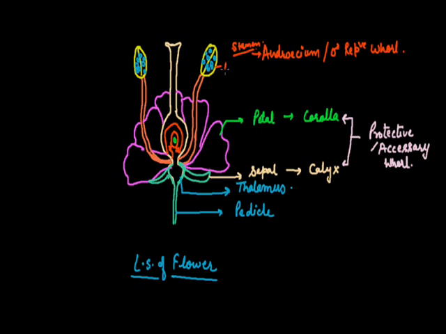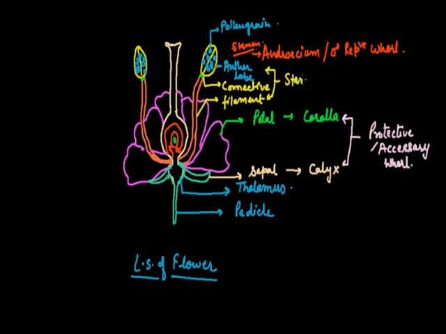The first one is the anther lobe, where pollen grains are found. The second structure is the connective, which connects this anther lobe to a thread-like structure known as the filament. All these three structures are combinedly called a stamen, which will form the whorl of androecium.